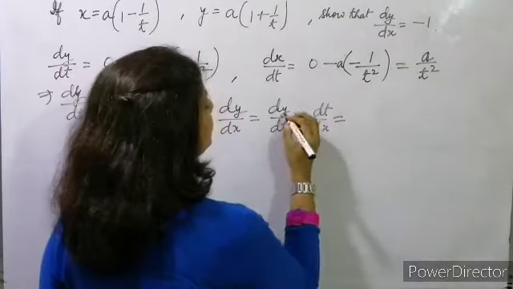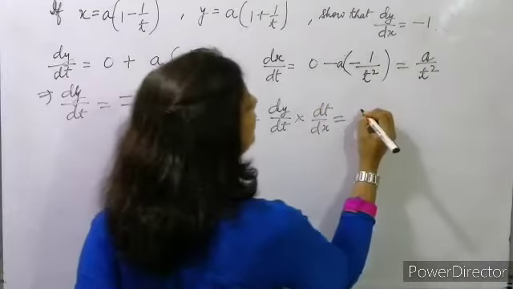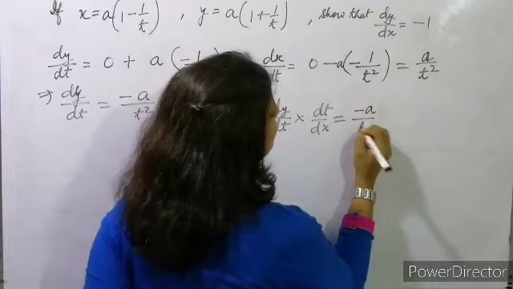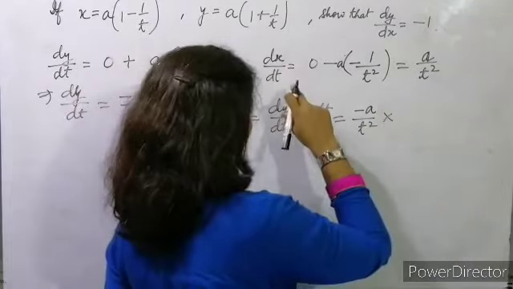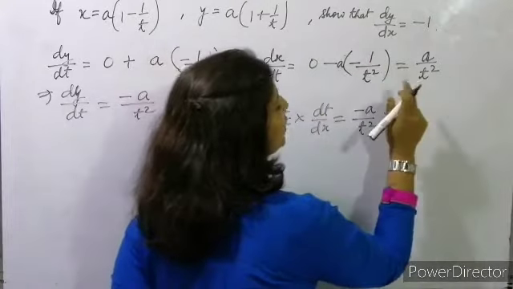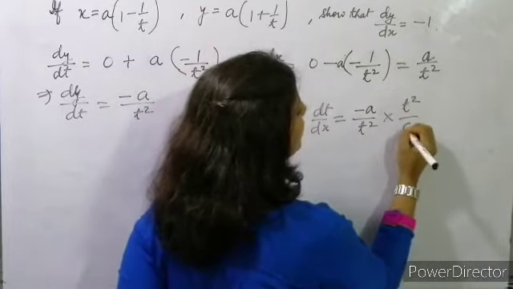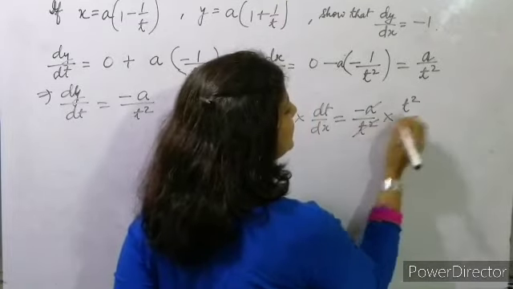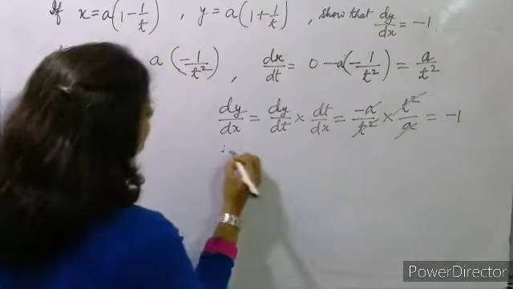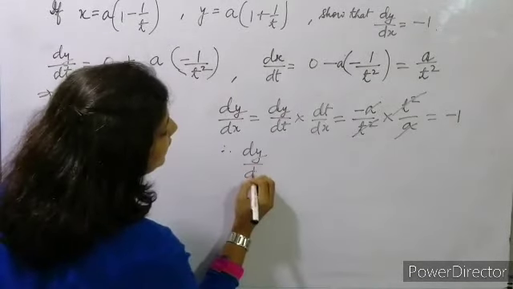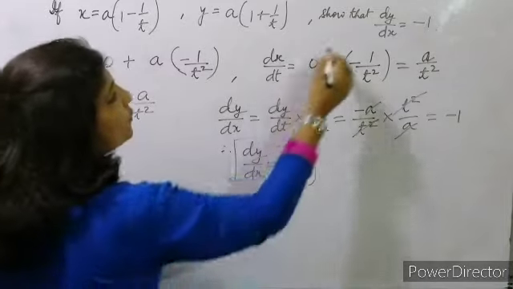So this will be equal to dy by dt, whose value is minus a upon t square, multiplied by dt upon dx. So dx upon dt is a upon t square, so dt upon dx will be t square upon a. So a cancels, t square cancels, and it will be -1. So dy upon dx will be equal to -1, hence proved.